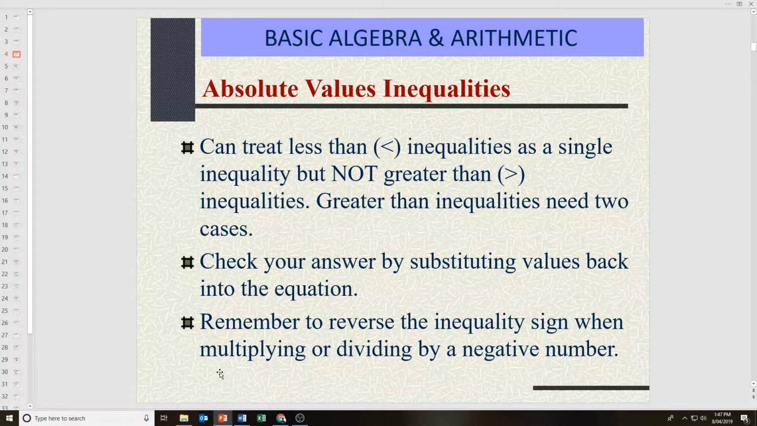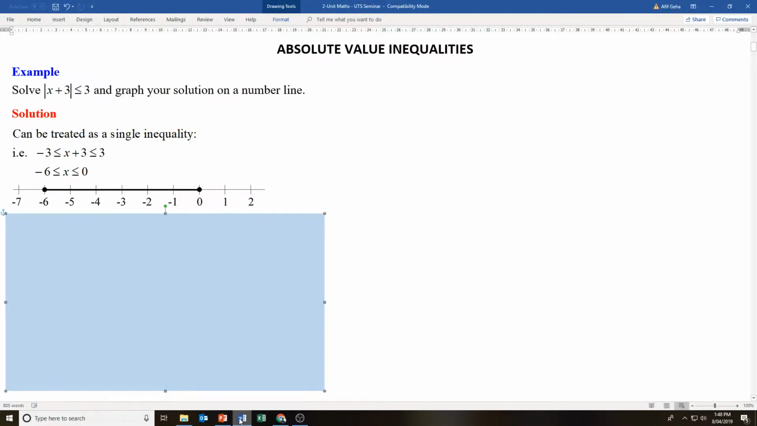Inequalities are solved exactly the same as equations, with this one exception known as the golden rule. If you multiply or divide by a negative number, then you flip the sign, you reverse the inequality. Let's have a look at a couple of examples, one being for a less than inequality and one being for a greater than inequality. Okay, let's have a look at that.